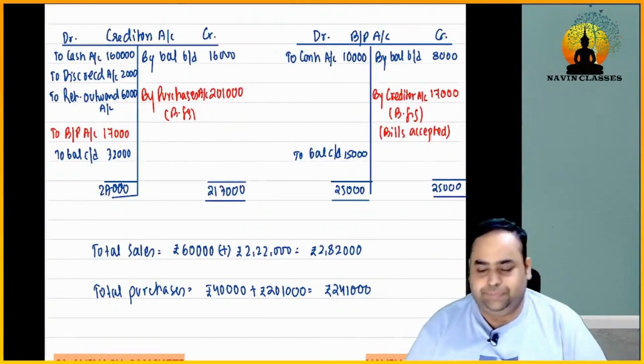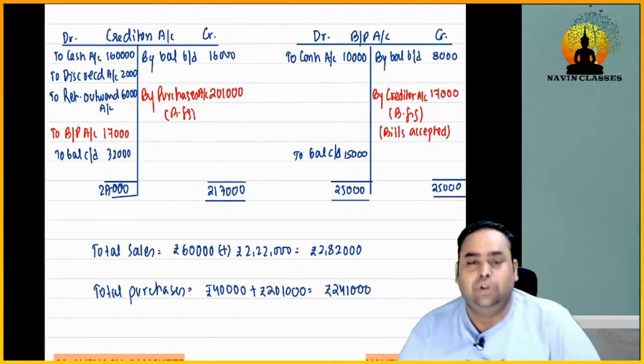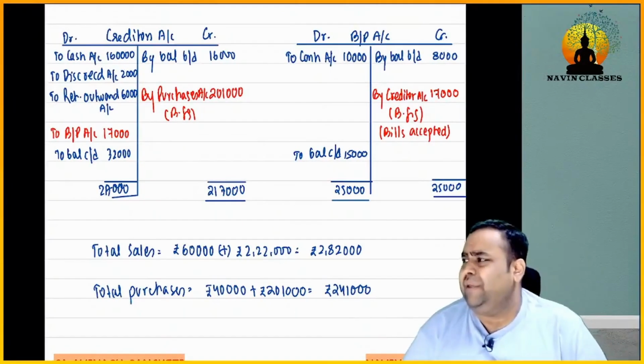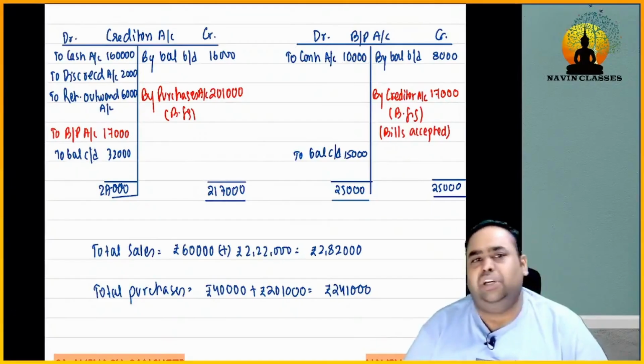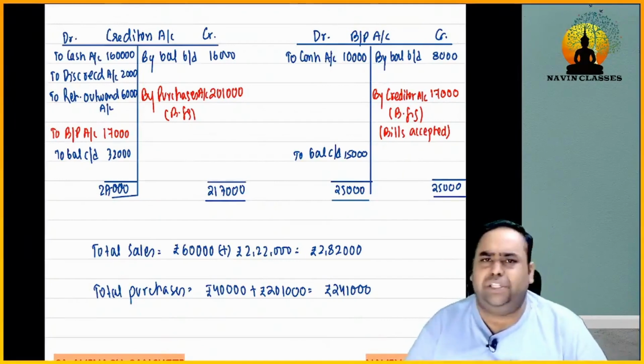Is that clear? Anyone having any doubt? Is there any doubt at any point or any transaction? So try to think about the journal entry. Thinking about the journal entry will make it all easy to understand. Then you can check the ledger posting.